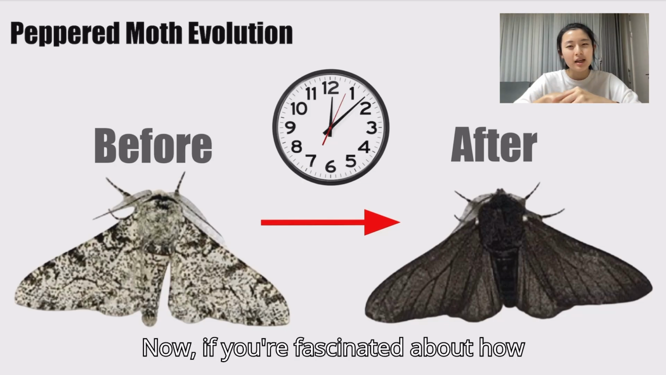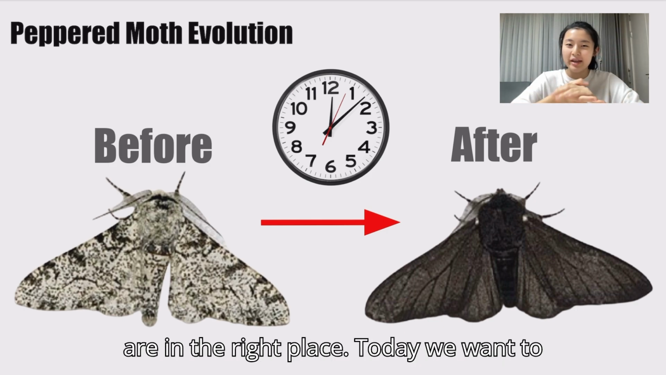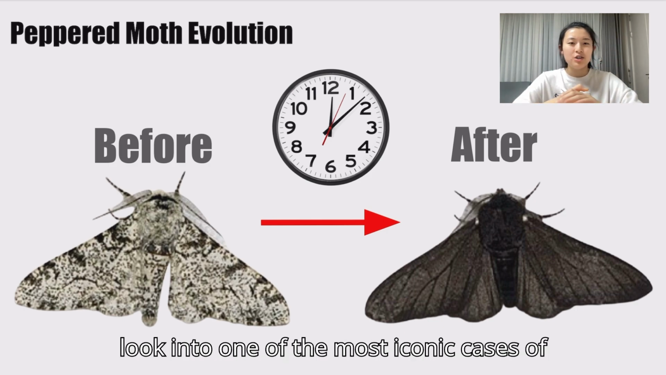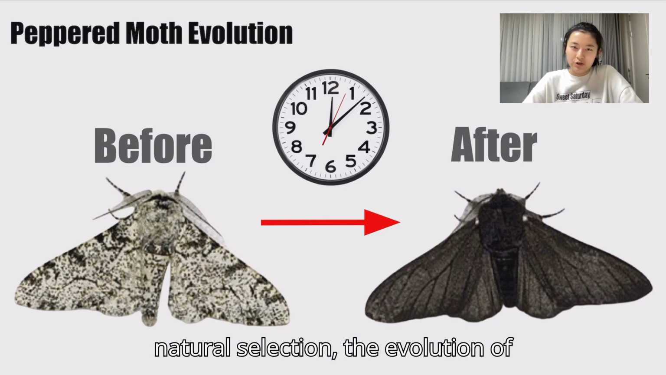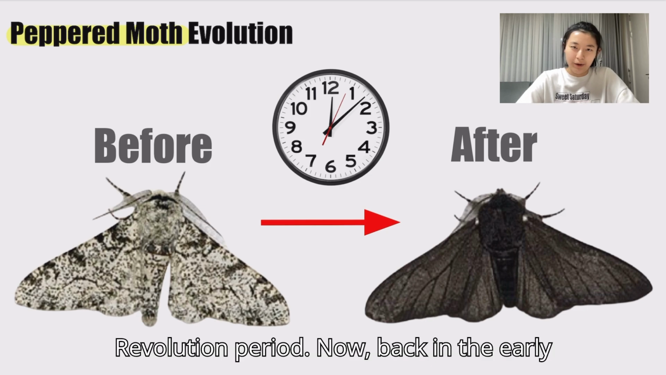Now, if you're fascinated about how animals adapt to their environment through evolutionary biology, then you are in the right place. Today we're going to look into one of the most iconic cases of natural selection, the evolution of the peppered moth during the English Industrial Revolution period.